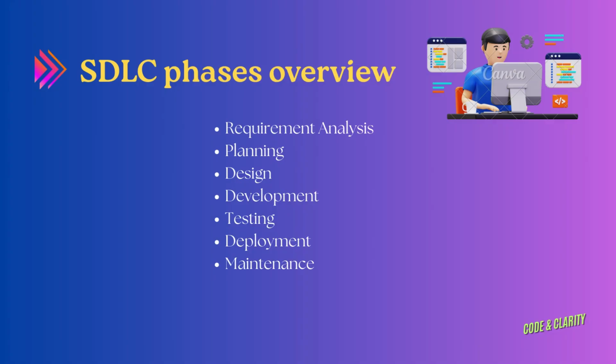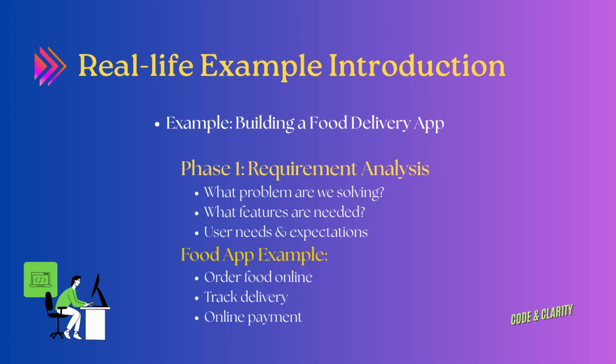Now the real life example introduction. To make this very easy, let's take a real life example. Imagine we want to build a food delivery app, something like Swiggy or Zomato. Now let's understand how each SDLC phase applies to building this app.